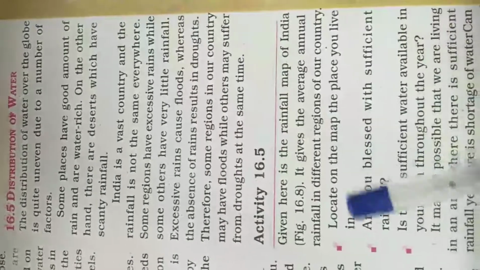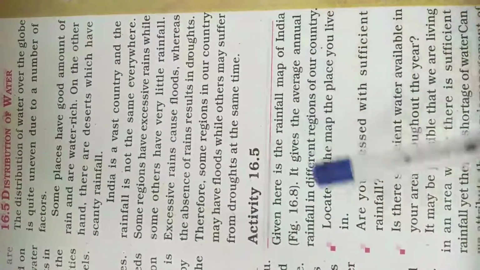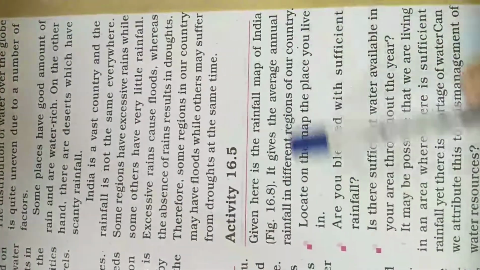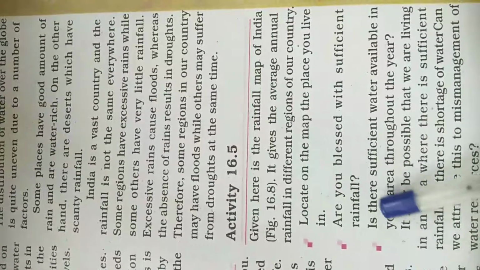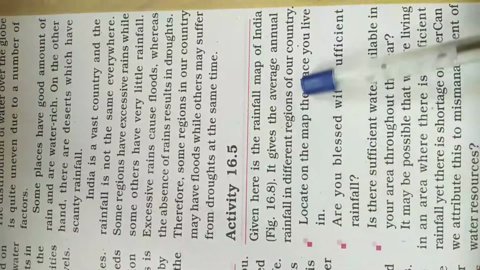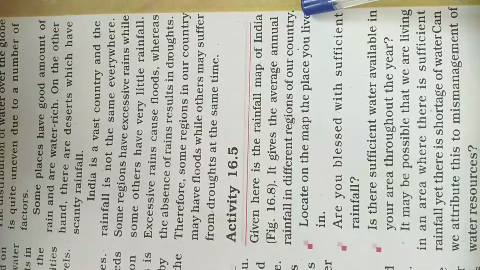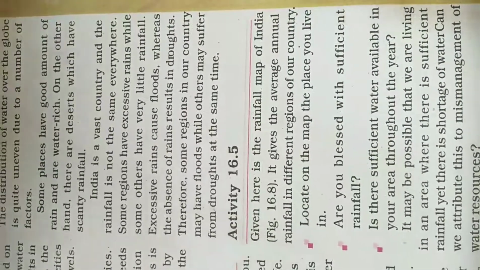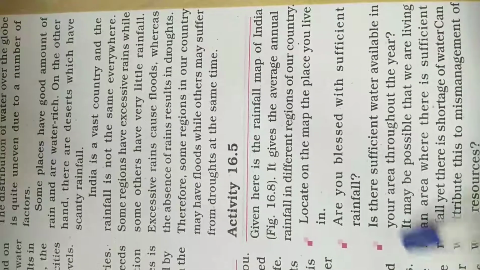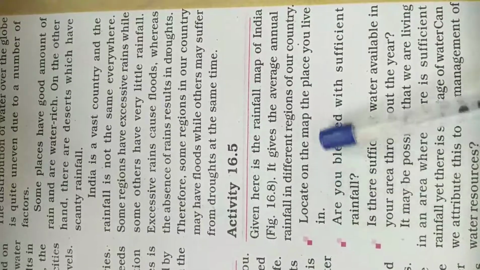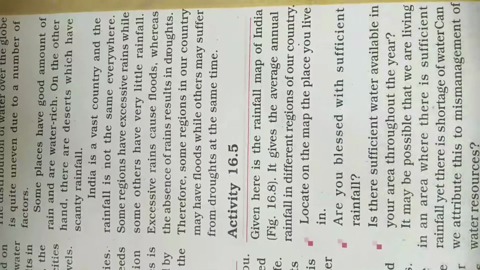Then given here is the rainfall map of India. It gives the average annual rainfall in different region of our country. So one map is given and in that map we can study about the average annual rainfall. Annual means yearly. Locate on the map the place you live in.